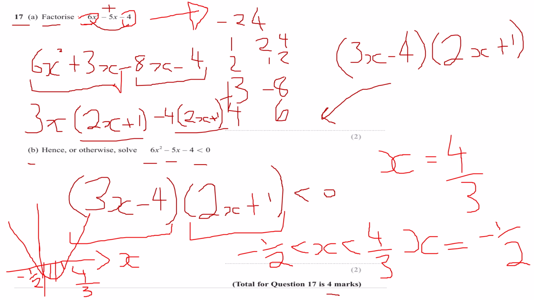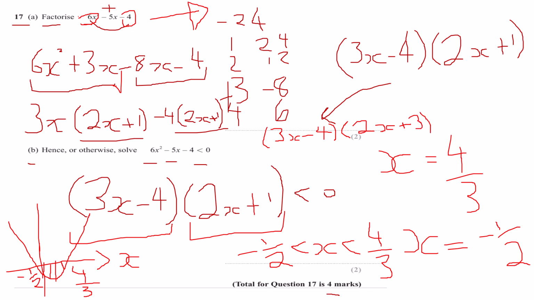So that was factorizing harder quadratics, and then part B was solving a quadratic inequality. Again, that is grade 9 material, so make sure that you're happy with how to solve quadratic inequalities. The key is always to sketch the quadratic or sketch the curve. If it's less than 0, then it's where it's below the x-axis. If it's greater than 0, then it's when it's above the x-axis.